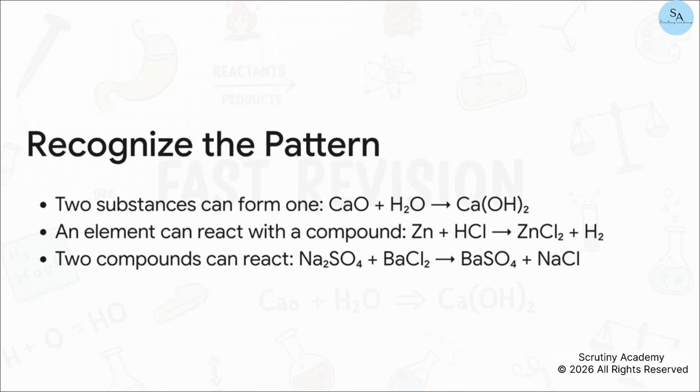You'll also need to spot different types of reactions. There's combination, where 2 things combine to make one thing. Then there's decomposition, where one thing breaks down into smaller parts. And finally, displacement, where one element comes in and kicks another one out of its spot. Just learn to recognize these patterns.